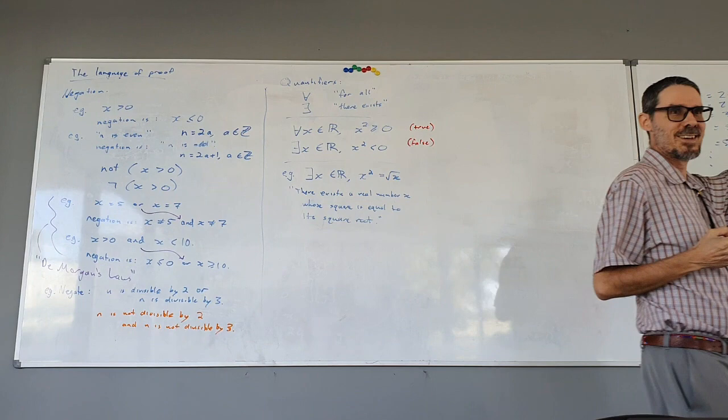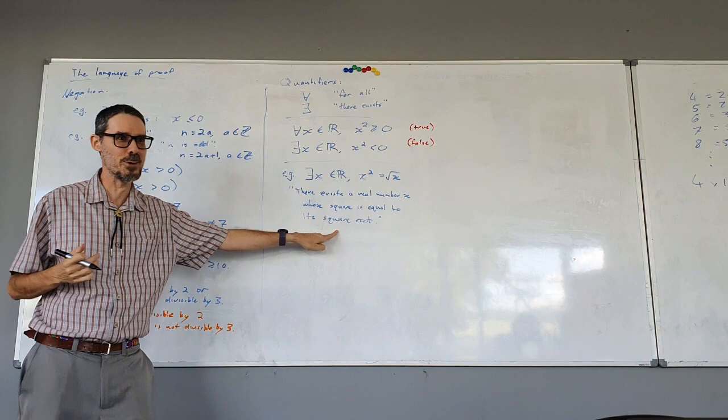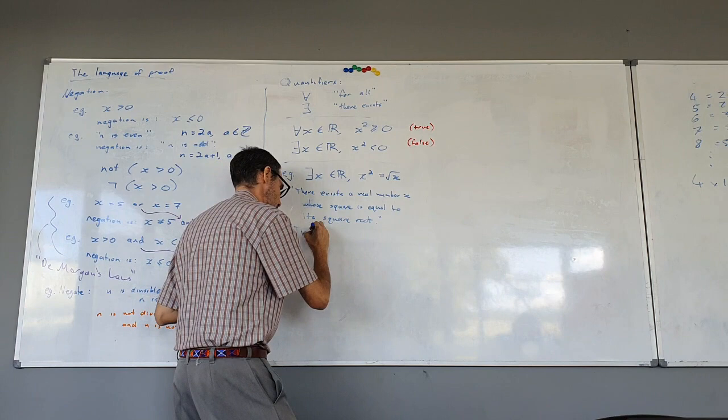Okay, why do you think it's true, Olivia? I don't know, because that's just what it does. How do I know this is true? What do you think, Eddie? Can you find me a real number x whose square is equal to its square root? Yeah. What number? One. True. For example, x equals one.